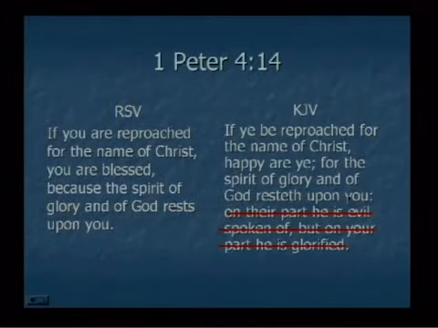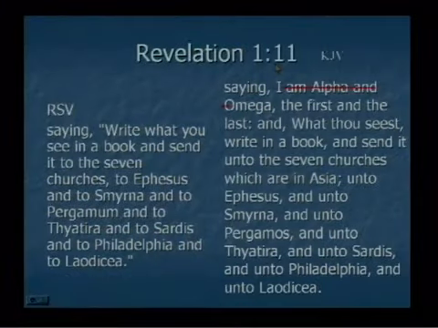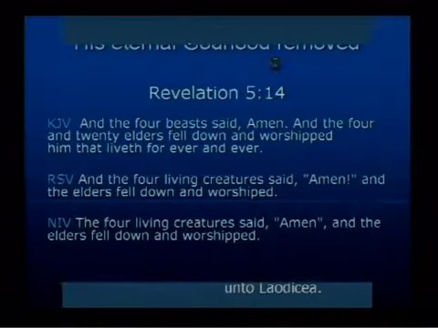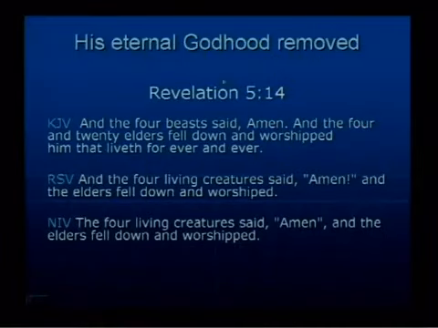God resteth upon you, and on their part he is evil spoken of, but on your part he is glorified. Gone. The glorification of Jesus removed from 1 Peter 4:14. Revelation 1:11, what do they remove? I am the Alpha and the Omega, the first and the last. Gone. His eternal Godhood removed.